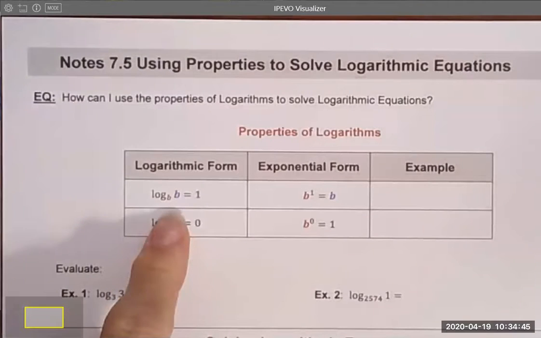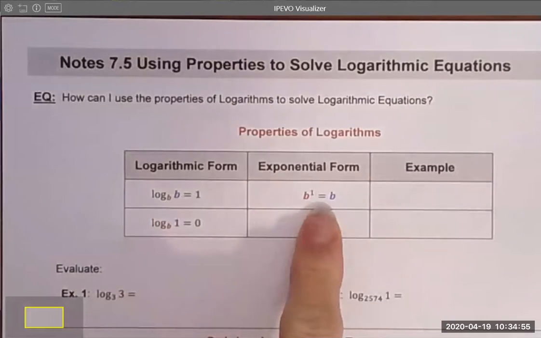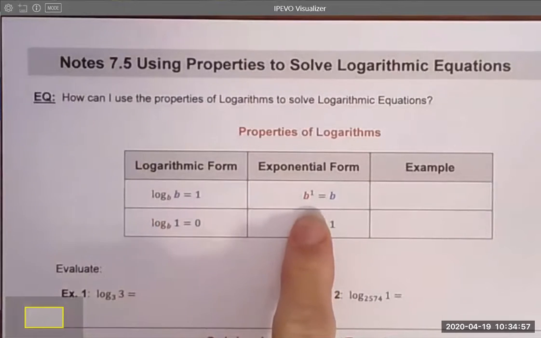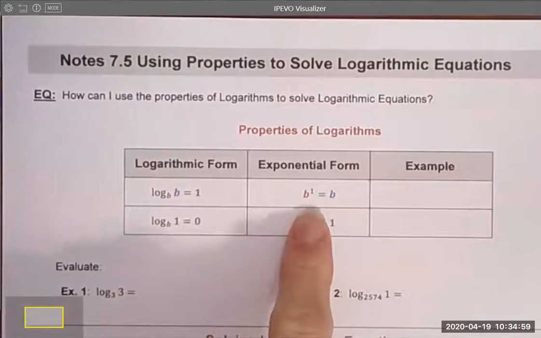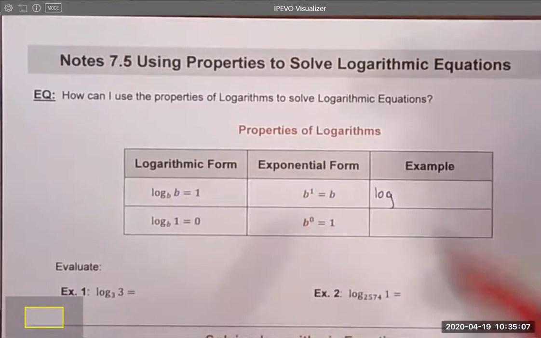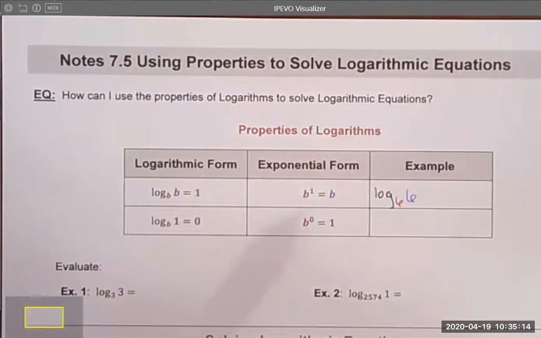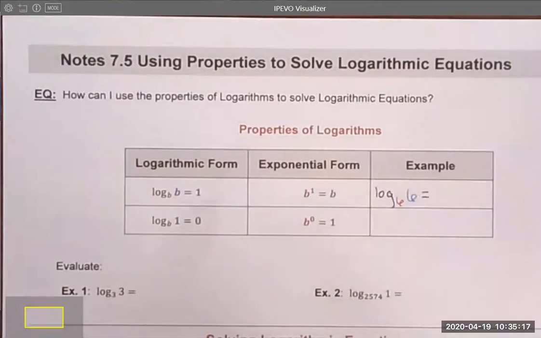Let's look at this first one. This first one says log base b of b is equal to 1. And that is a little confusing to look at, but when you look at it in exponential form, it makes total sense. Anything to the first power is just itself. So if I write out an example of this log, I might do something like log base 6 of 6. And because anything to the first power is just itself, I know this is going to be equal to 1.